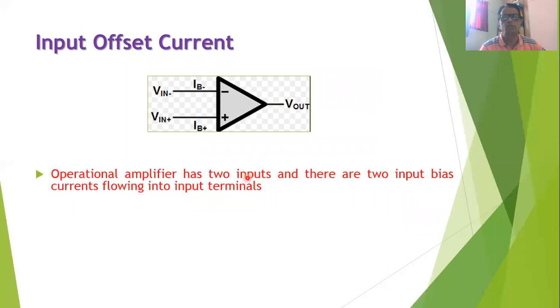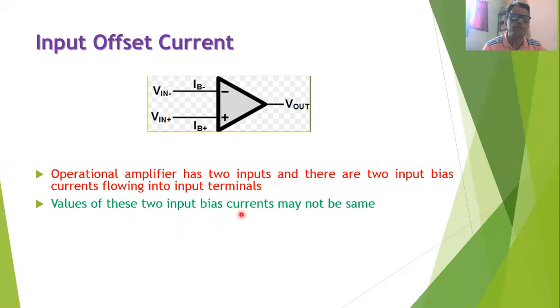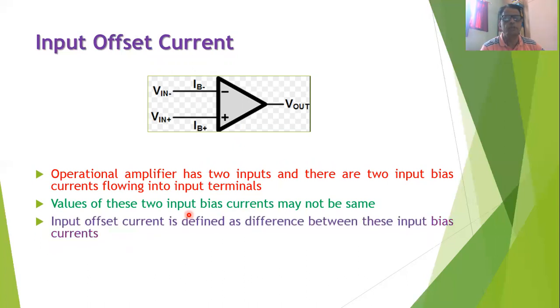Operational amplifier has two inputs, and therefore there are two input bias currents, and these bias currents will flow through the input terminals of the operational amplifier. The values of the two bias currents may not be the same, so they may be different from each other. Input offset current is defined as the difference between these two input bias currents.